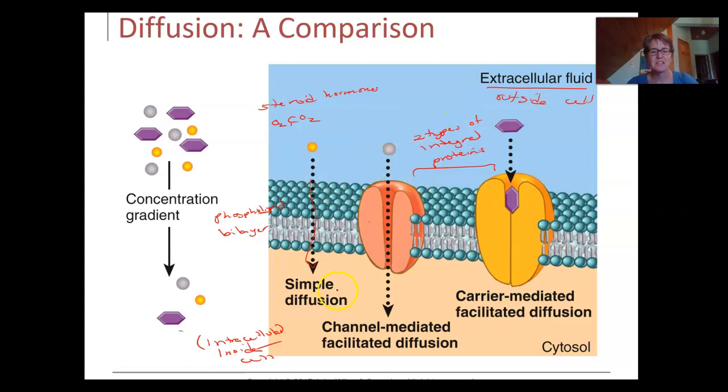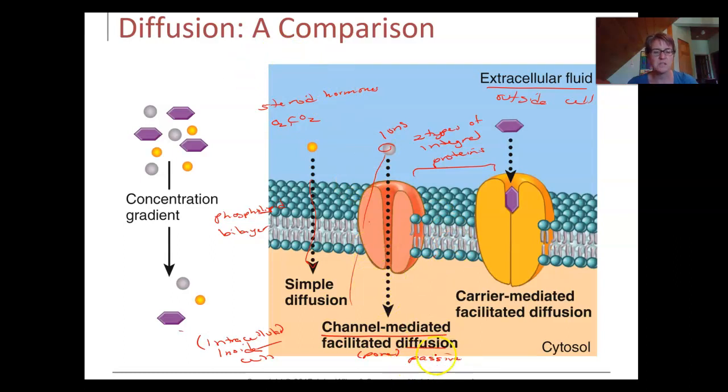One of them is just going to be channel mediated, and it's just a pore, so it's like a hole. It makes a hole in the phospholipid bilayer, and this item can just go through. Ions travel through channel mediated. So this diffusion, okay? Diffusion is all passive.